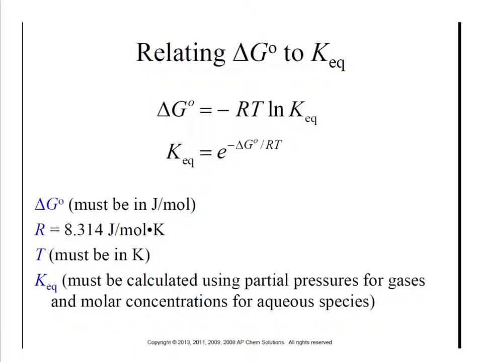So thankfully, yes, there is an equation to relate delta G with equilibrium constant. And so here it is. In this case, delta G is equal to negative RT ln K. So a couple of things to be careful with this equation.